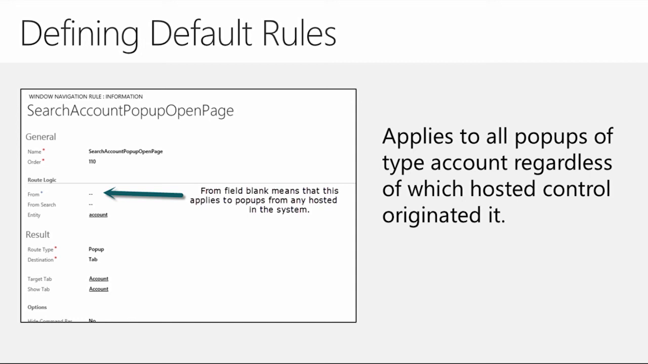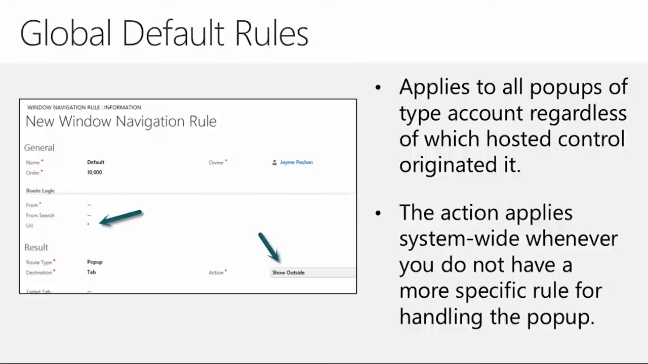Now, the other option that you have is you could just do kind of a global default rule. And you could say, okay, if all else fails, if I don't know what the situation is and I don't have any other rules defined for this particular element, this is what I want you to do. I want you to basically make it a pop-up window, and I want you to show it outside of the application.